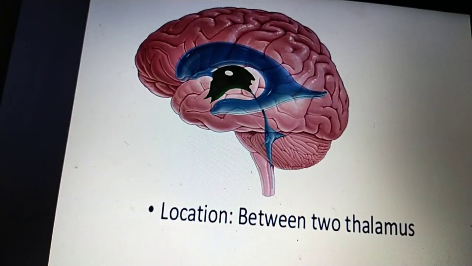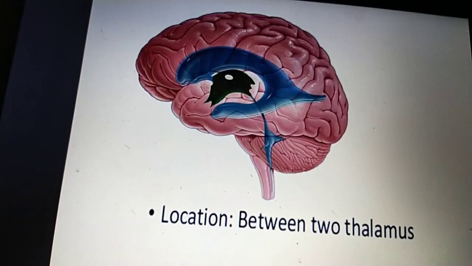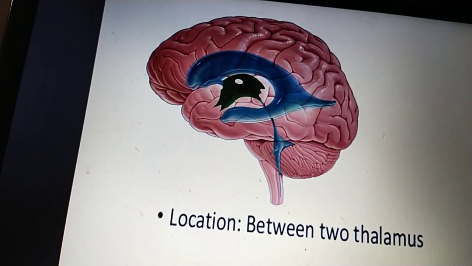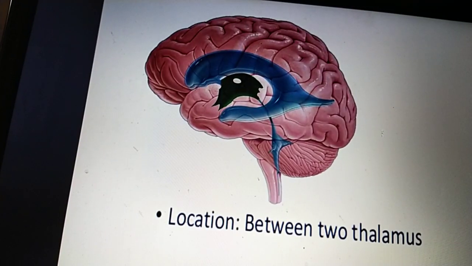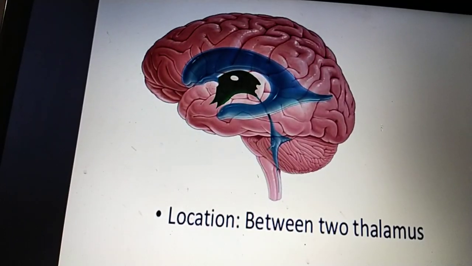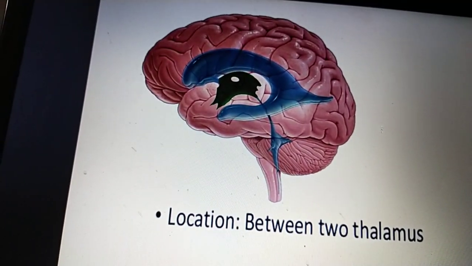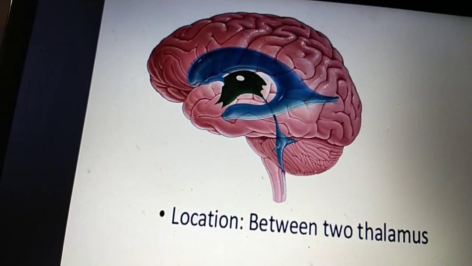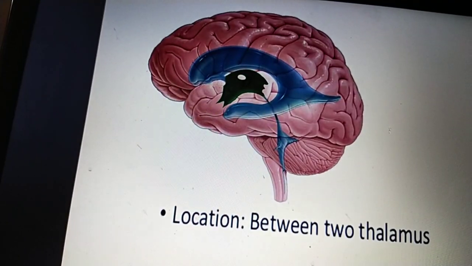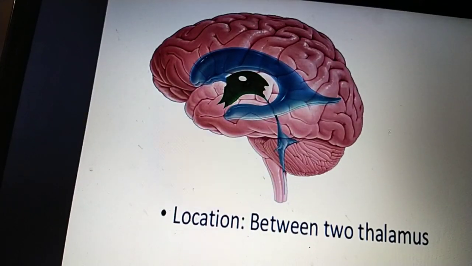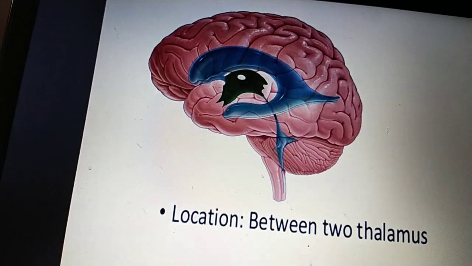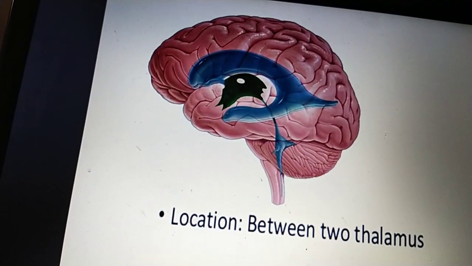The left and right lateral ventricles are located within their respective hemispheres of the cerebrum. They have horns which project into the frontal, occipital and temporal lobes. And these help in the production and absorption of the CSF.